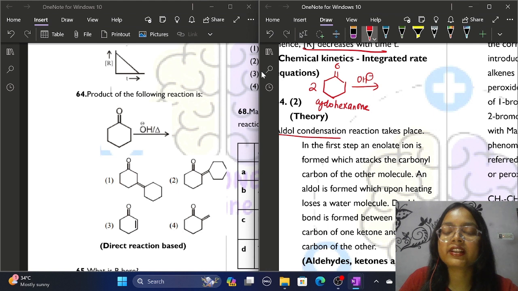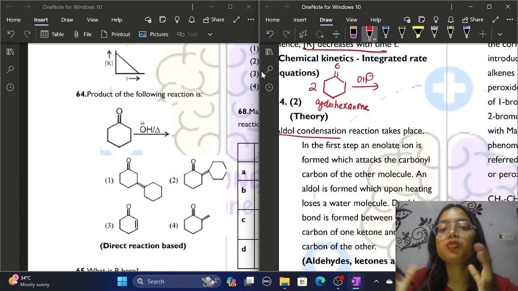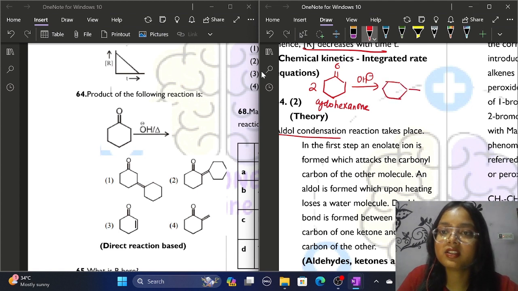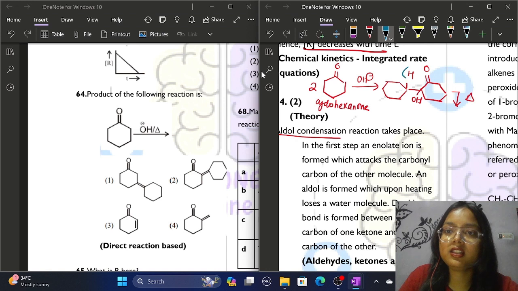So cyclohexanone on treating with OH minus, what will happen? Two molecules of cyclohexanone are required because aldol condensation is taking place. Condensation means two of the molecules are combined together. This type of product will be formed, with H here and OH here. Upon heating, this hydrogen and this OH will be removed as a water molecule, and what are we left with?